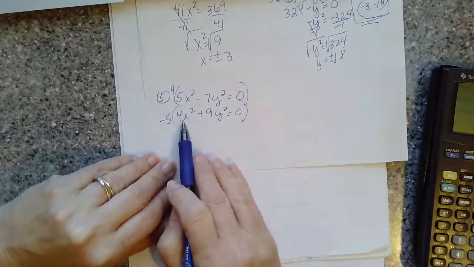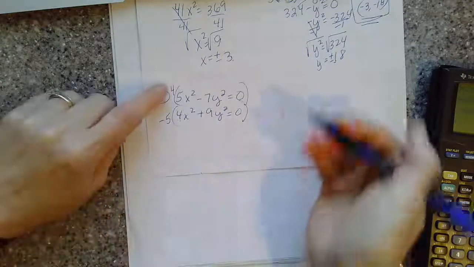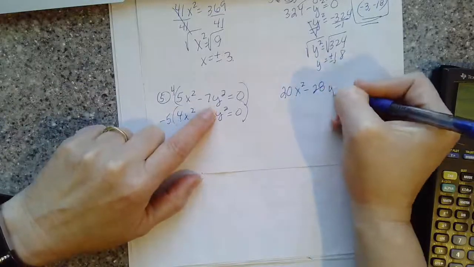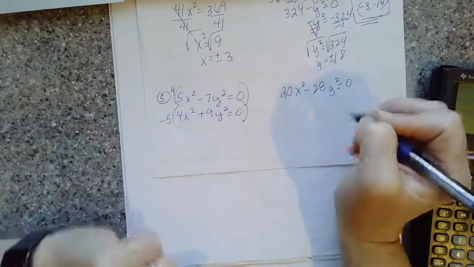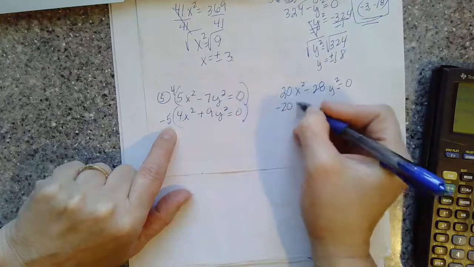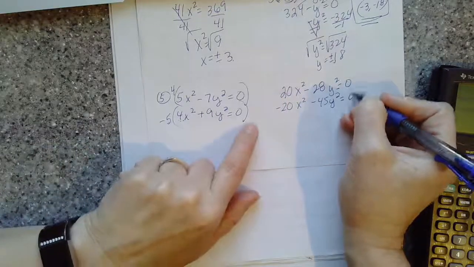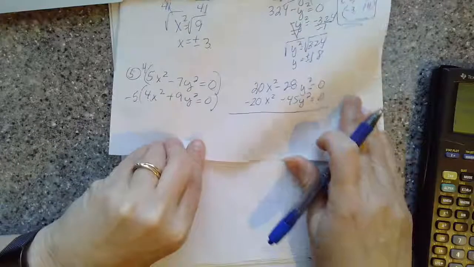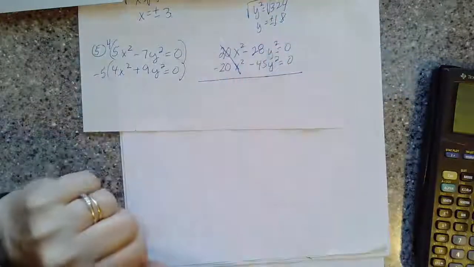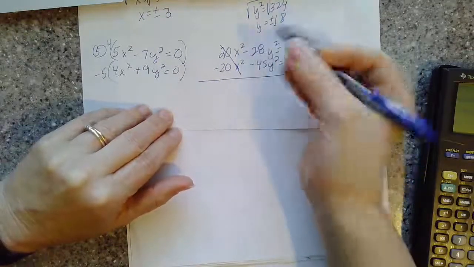So I've got 20x squared, 28y squared, and then 4 times 0 is still 0. For the second equation, negative 5 times every term. And then, of course, when you times by 0, it's still 0. Well, now when I add these two equations together, the x squareds cancel. You need something to cancel to use the addition method. So then we got negative 28 and negative 45. We add that together. It's negative 73y squared equals 0.